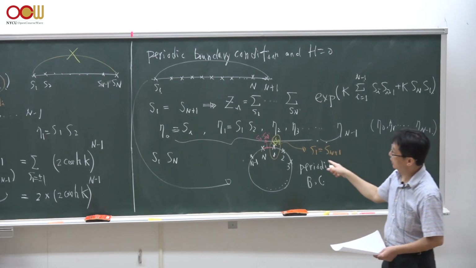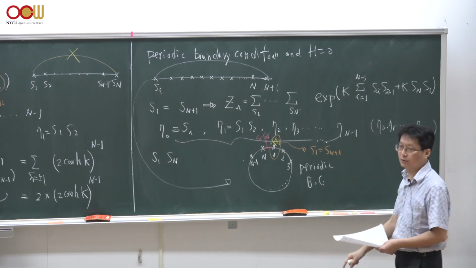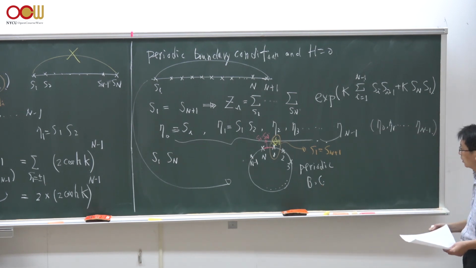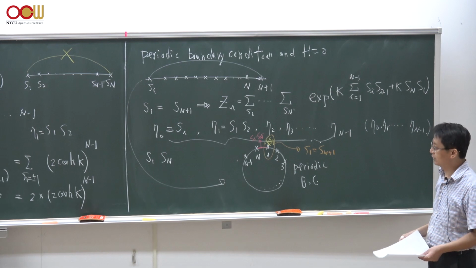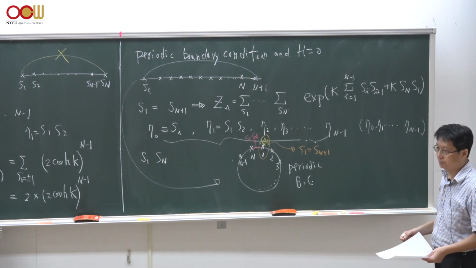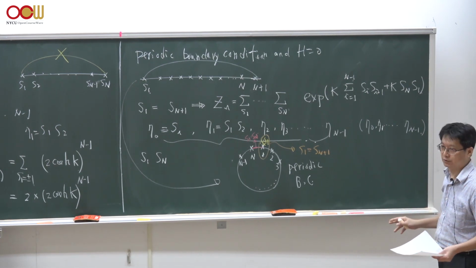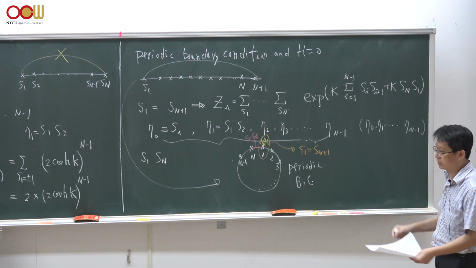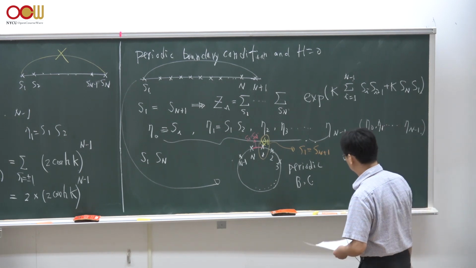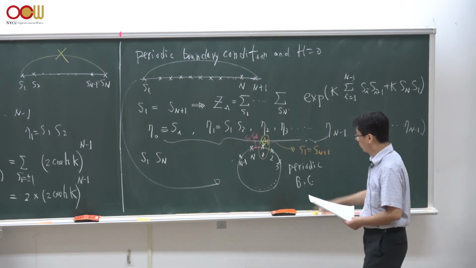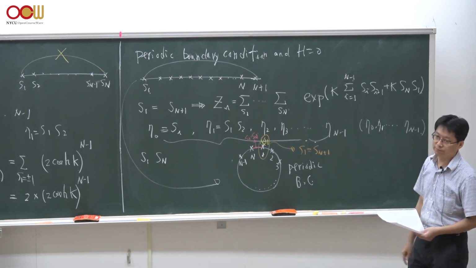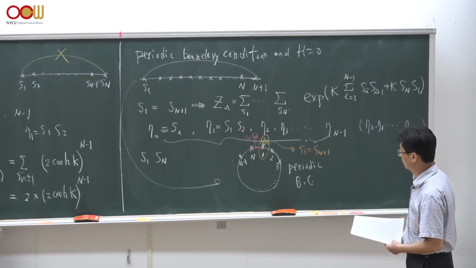You will see later that these two different boundary conditions give rise to slightly different partition functions, but in the thermodynamic limit, there's no difference. They all merge into the same thermodynamic limit. But we need to be careful when we really compute the partition function for a finite system.